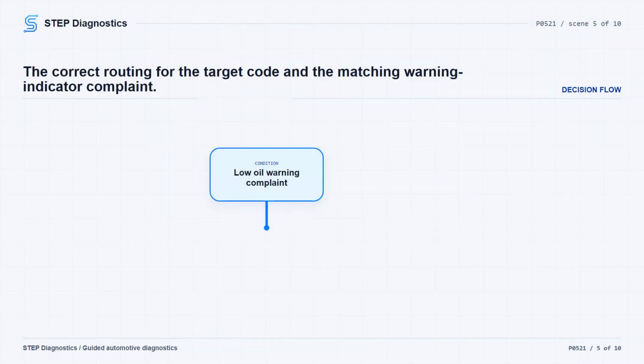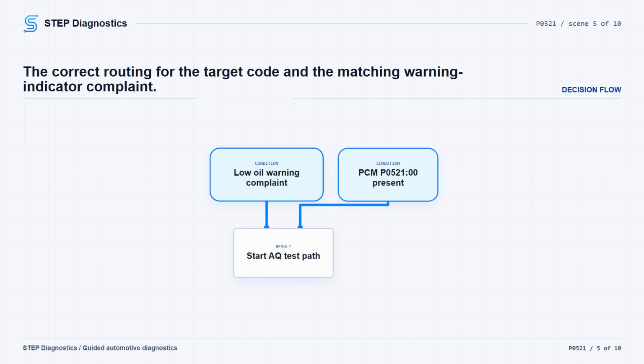For PCM P0521, 00, the diagnostic path routes to pinpoint test AQ. That is the correct starting point for this target code. If the complaint is that the low engine oil pressure warning indicator is never displayed or is always displayed, that symptom path also lands on the same AQ testing route.